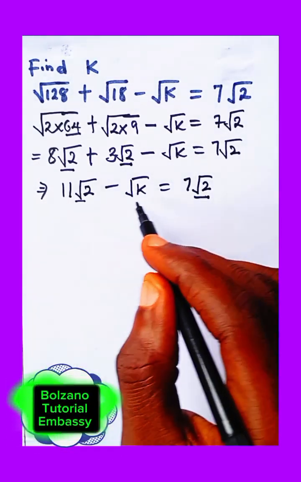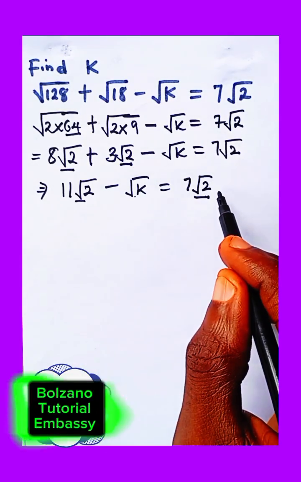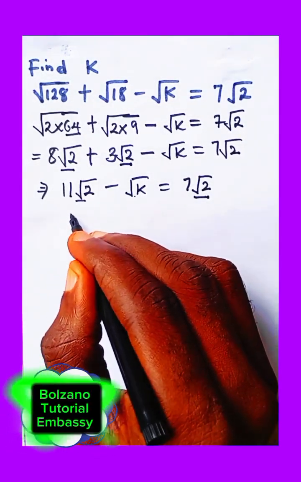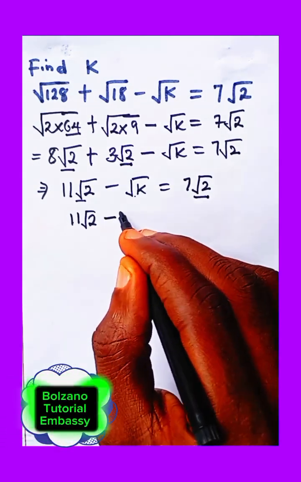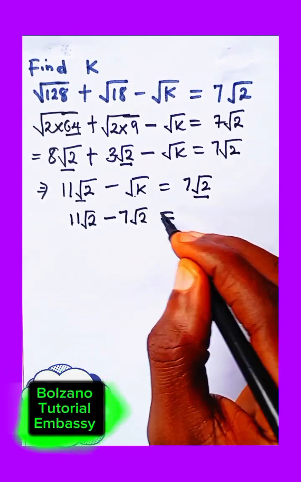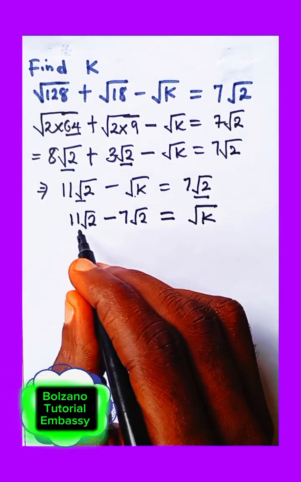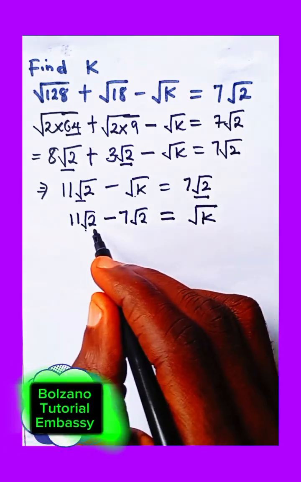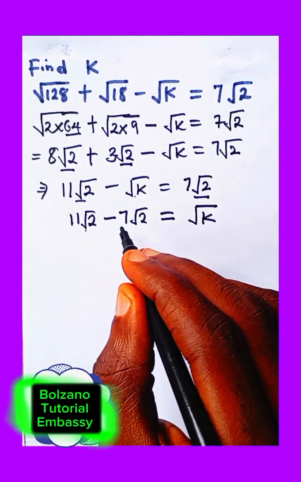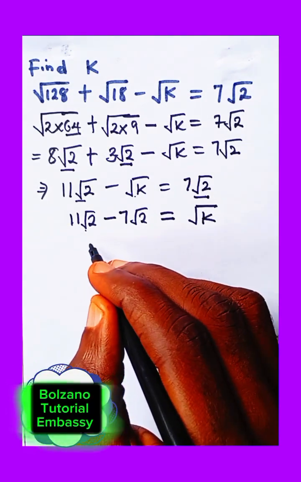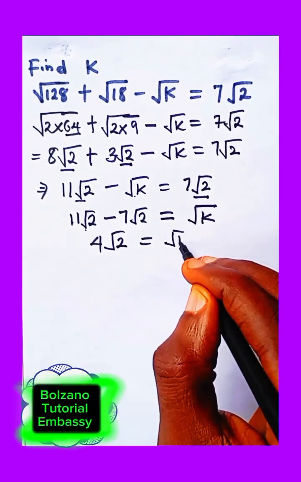So we collect like terms, and since this root k is negative, we can transfer it this way and it becomes positive. So we have 11 root 2, and this 7 root 2, when it comes this way, becomes minus 7 root 2, equal to minus root k, which becomes a positive root k. Now root 2 is common, therefore we can subtract 7 from 11. 11 take away 7 gives us 4. We have 4 root 2 equals root k.